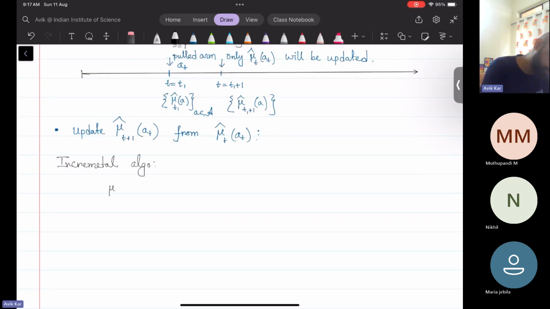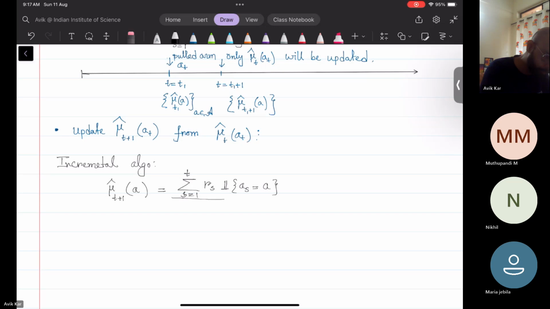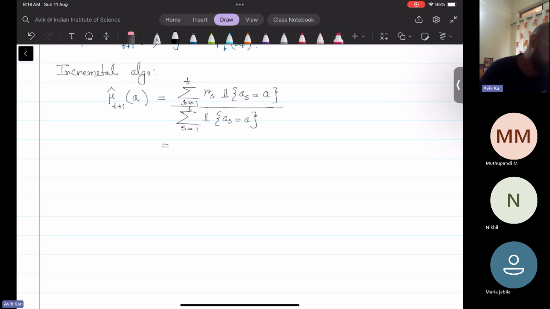Okay, so we can write mu hat T plus 1, let's not write AT here, just A, as the sum over S equals 1 to T of RS times the indicator AS equals to A, divided by the sum over S equals 1 to T of the indicator AS equals to A. So this is generic. I'm doing it for all A.